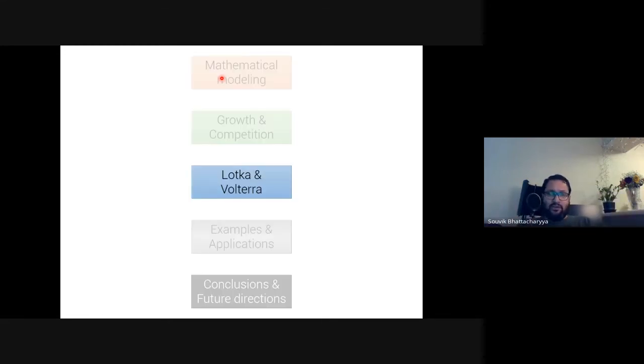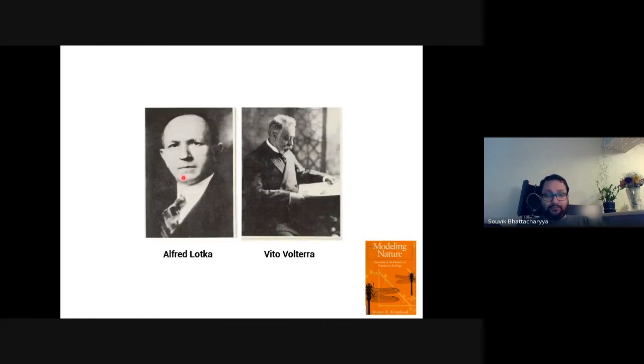So let's go into the Lotka-Volterra model. This is the background that we have. We know a little bit about what mathematical modeling is, what you can expect from a mathematical model, and the basic idea about growth and competition in ecology. And let's go into Lotka-Volterra. So this is Alfred Lotka and Volterra. And if you want to read a nice book about how they came about their modeling, the history of it, you can read this book, Modeling Nature.